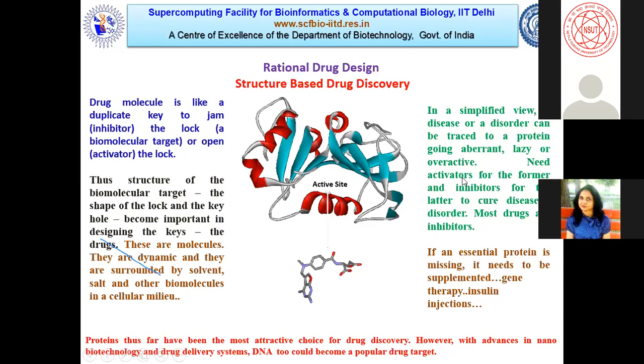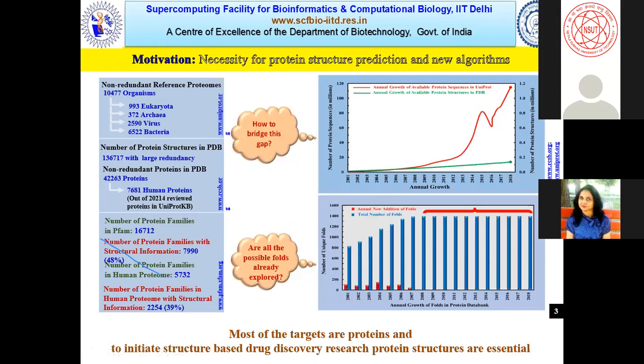Most of the drug molecules in the market are inhibitors, not activators, right? Because there are other methods, not only protein targeted stuff. And I was mentioning to you that DNA also could be a nice target, but because of the drug delivery issues and the size of the molecules, we have some reservations on DNA becoming a popular target. But with advances in nanobiotechnology, I believe DNA also could be a very popular drug target someday soon, right? So that's the introduction to this structure-based drug discovery.